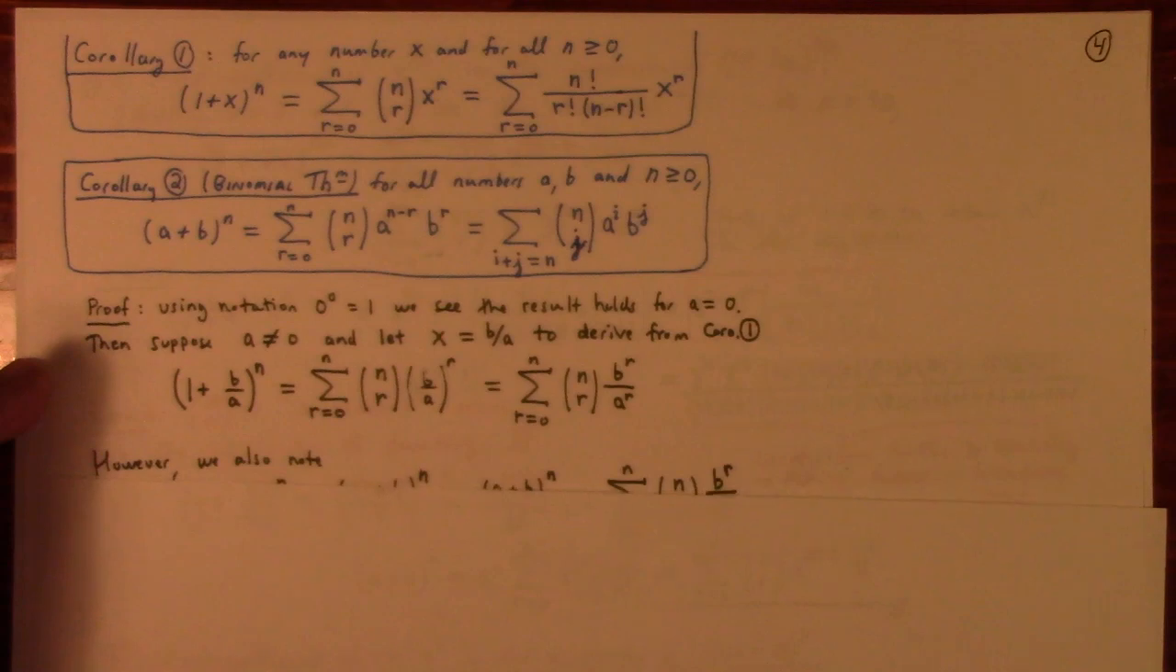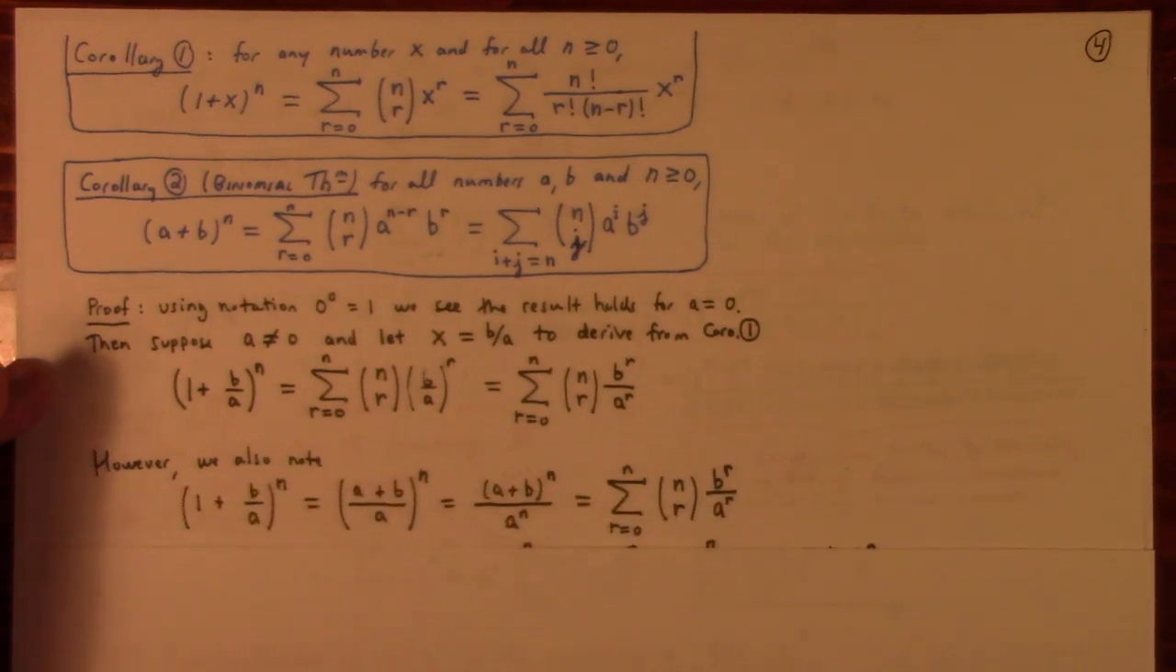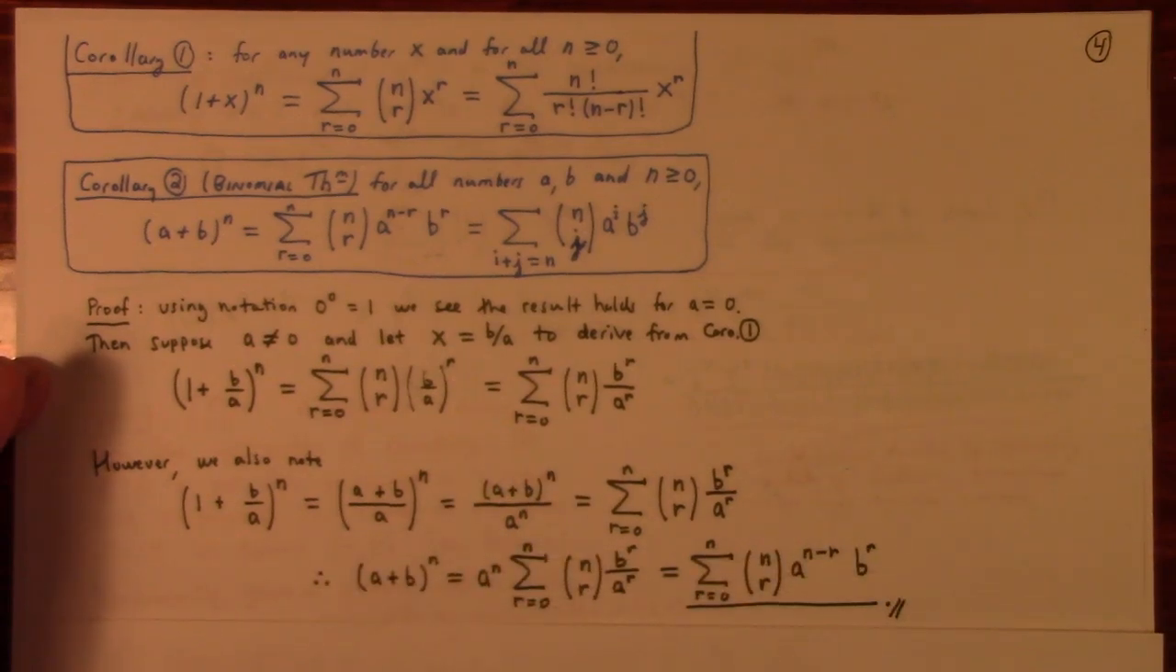Well, we can also do algebra. Algebra says 1 plus b over a to the n is a plus b over a, making a common denominator, to the n, but then by laws of exponents I can pull out a to the n like that. Then I can take this expression and multiply both sides by a to the n. That gives me a plus b to the n power is a to the n times that. Then we can bring the a to the n inside the finite sum and use laws of exponents, because a to the n over a to the r is a to the n minus r. And voila, there it is, the binomial theorem. So that's pretty cool.